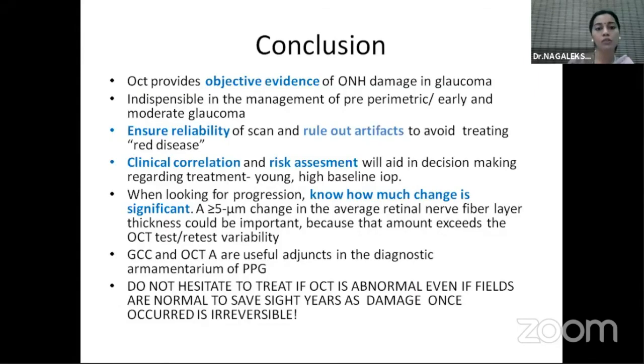To conclude, OCT provides objective evidence of ONH damage. One has to ensure reliability and rule out artifacts. Clinical correlation and risk assessment are very important before deciding on treatment, and we have to know how much change is significant when looking for progression. And yes, do not hesitate to treat if OCT is abnormal, even if the fields are normal, to save sight years, as damage once occurred is irreversible. Thank you.